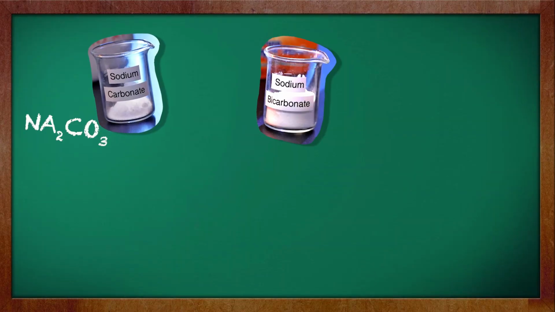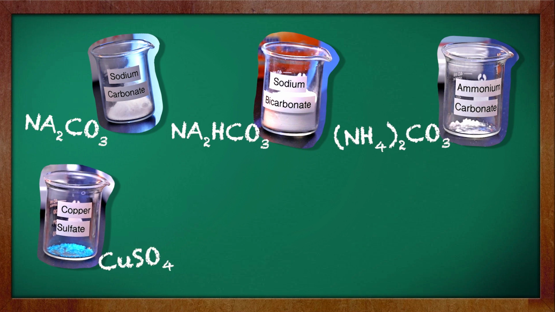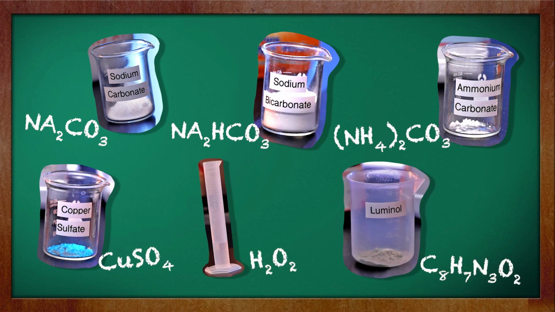In today's experiment, we're going to recreate the chemiluminescence in our laboratory by using various chemicals. These will be sodium carbonate, sodium bicarbonate, ammonium carbonate, copper sulfate, and hydrogen peroxide, as well as one other chemical that I'm sure I've made you well aware of by now.